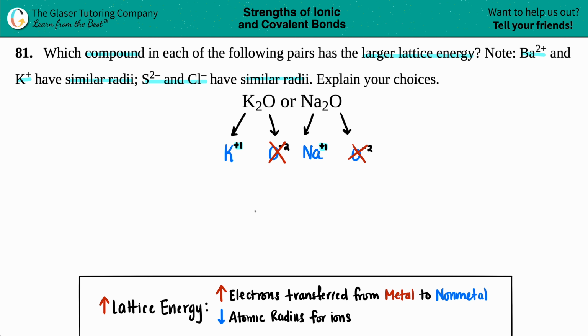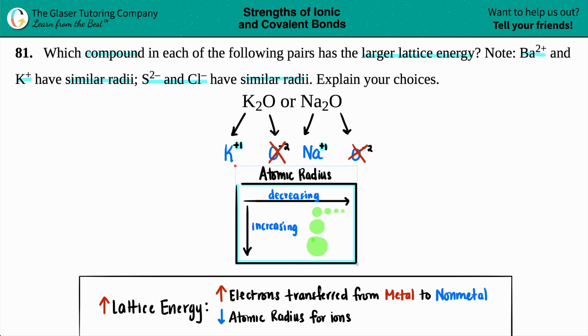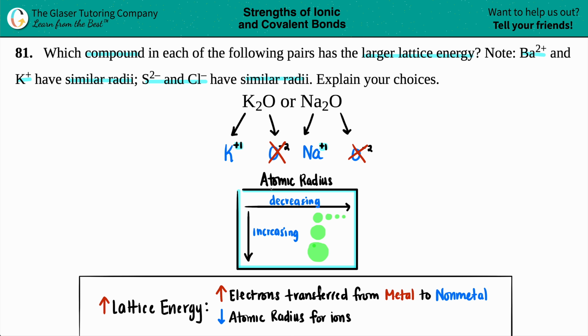And here's the radius trend right here. Atomic radius is always decreasing across a period and increasing as you go down a group. So just figure out where your potassium and your sodium are on the periodic table. If sodium is right here, potassium would be down below. Potassium would be larger, and sodium would be smaller.